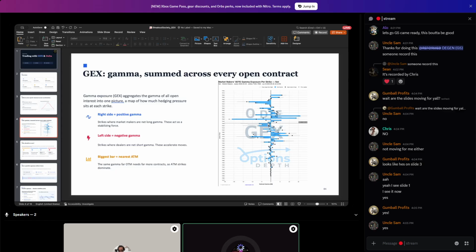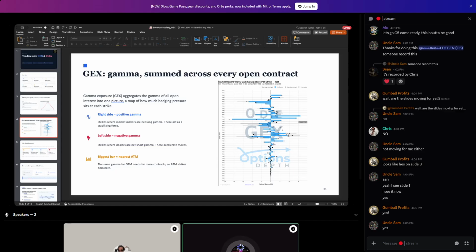The left side here is negative gamma. So this is when they're net short gamma, and this is going to be where your big moves happen. This is when dealers will be trading with you. They will be buying into rallies and selling into dips. What I like to look for here is typically these gaps.